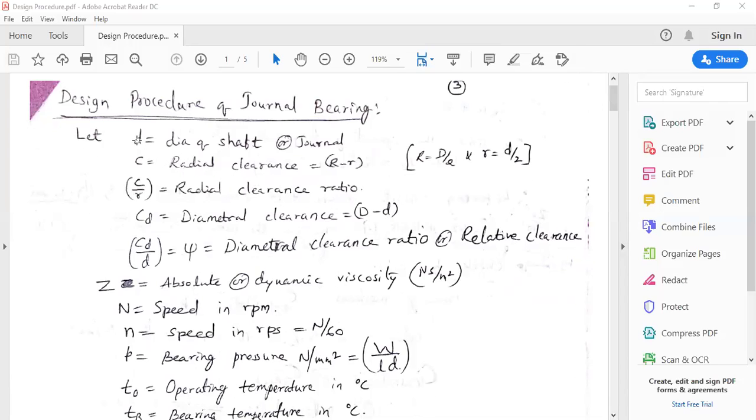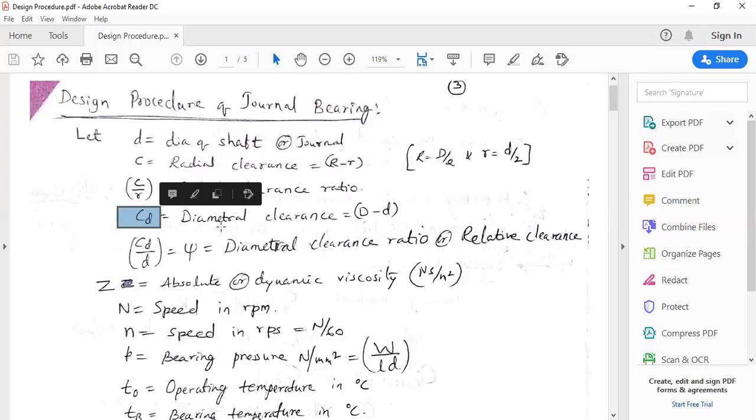So, the first notation is d, the lowercase letter d, the diameter of the shaft, and c, lowercase letter c, that is the radial clearance, which is calculated, if it is not given, as the radius of the bearing minus the radius of the journal or the shaft. Radial clearance ratio is denoted by c by R. So this is also an important parameter which is required while designing the journal bearing.